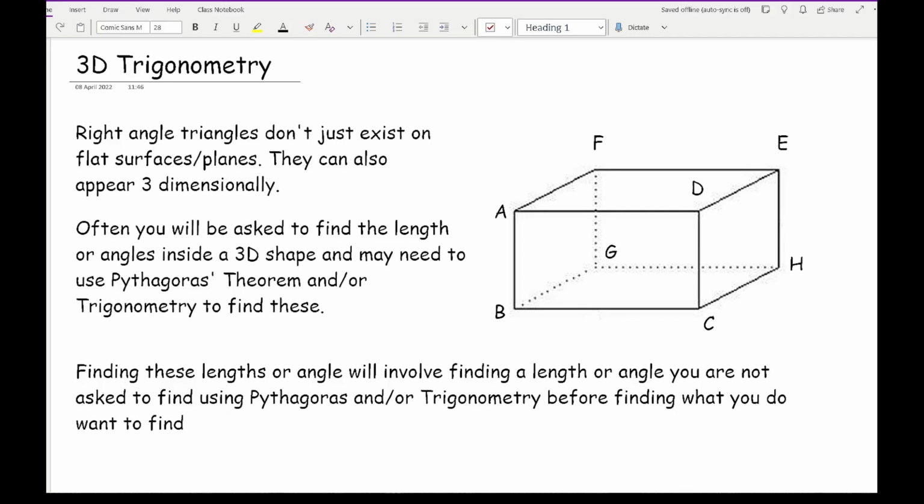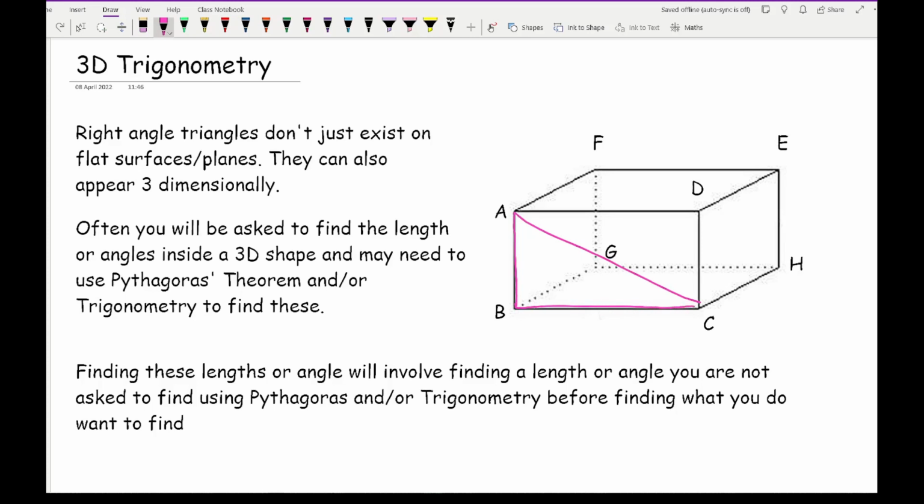So for example, if we look at the cuboid you can see on the screen, if I look at the flat surface of ABCD, then here I've got a right angle triangle. So I've got this side, this side, and this side. I've also got this angle here, which will be 90 degrees, and this angle here. Now if I look at another rectangle, let's have a look at this one here. If I draw another right angle triangle, again I've got the sides DC, DH and CH. And although this angle here is 90 degrees, I've also got this angle here and this angle here.